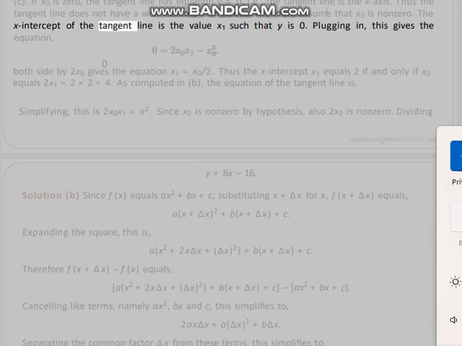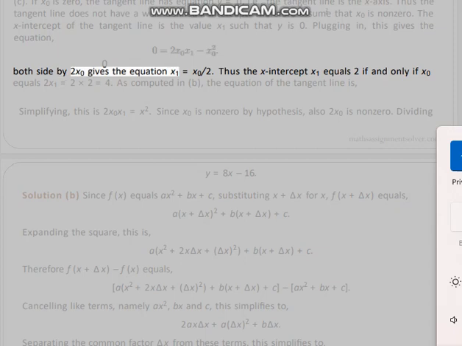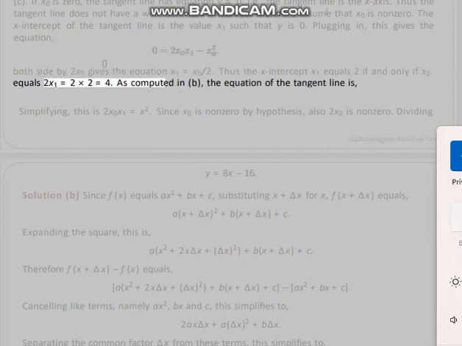The x-intercept of the tangent line is the value x1 such that y is 0. Plugging in, this gives the equation. Simplifying, this is 2x0x1 equals x0². Since x0 is non-zero by hypothesis, also 2x0 is non-zero. Dividing both sides by 2x0 gives the equation x1 equals x0/2. Thus the x-intercept x1 equals 2 if and only if x0 equals 2 times 1 is equal to 2 times 2 is equal to 4.